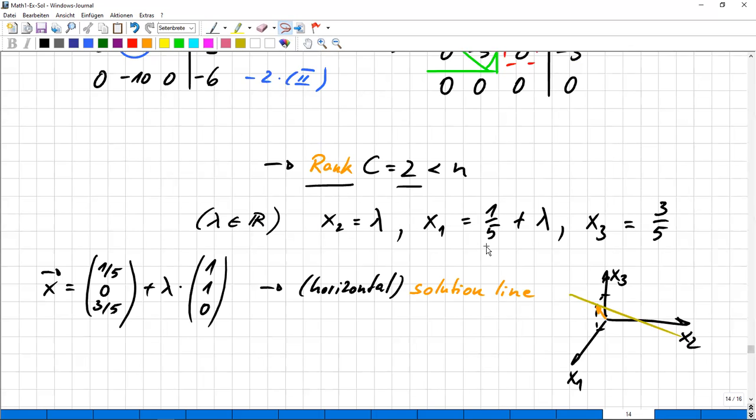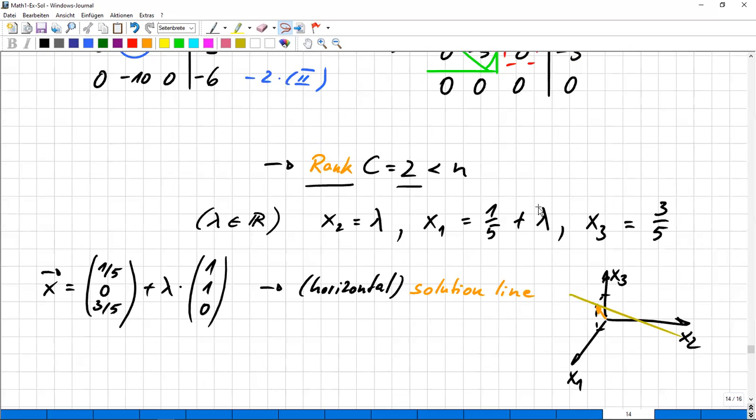So if I take only the constants here, I have 1/5, 0, no constant, and 3/5 as the components of a starting vector, which already represents one of the solutions. Imagine you would choose lambda equals 0, so you would get x2 equals 0, x1 equals 1/5, x3 equals 3/5. This is a valid solution of the system of linear equations. Now, plus lambda times a certain constant vector, which just lists the factors for each of the unknowns associated with lambda.